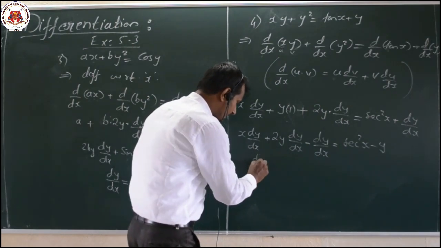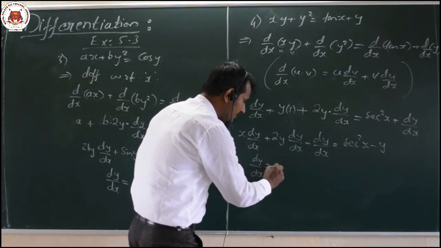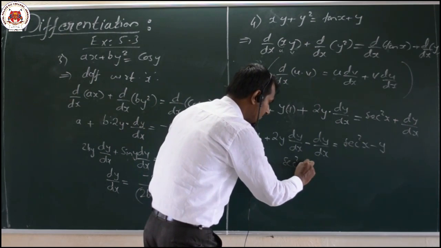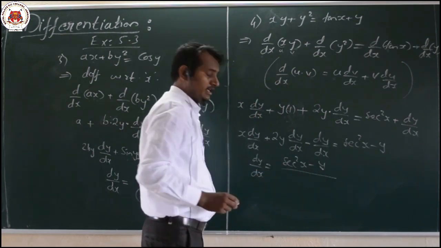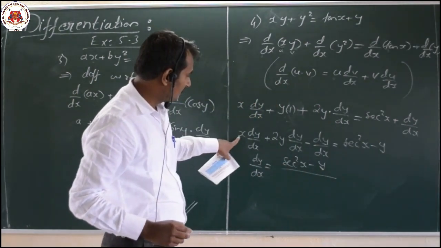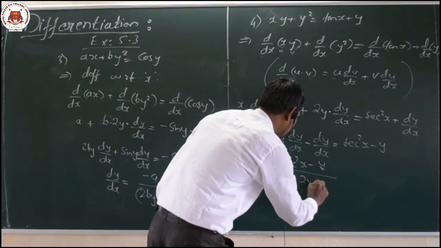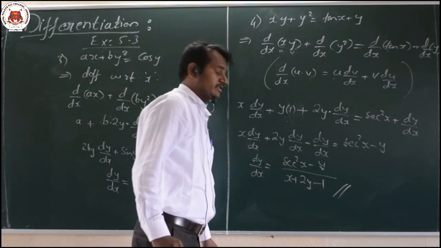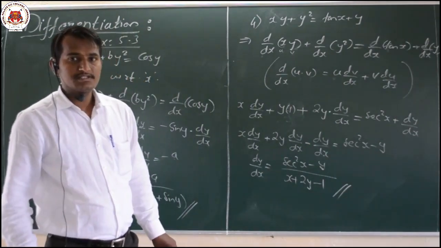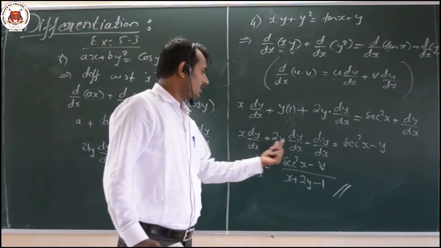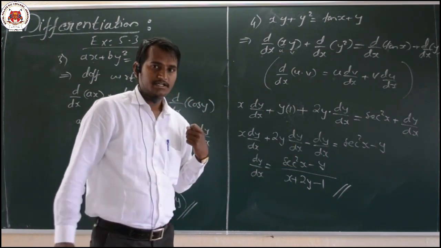Now here we can take dy by dx as the common term, which is equal to secant square x minus y divided by what we'll have here. I will take x plus 2y minus 1. Dear students, that is your required result. Very simple thing. I took dy by dx as the common part here.